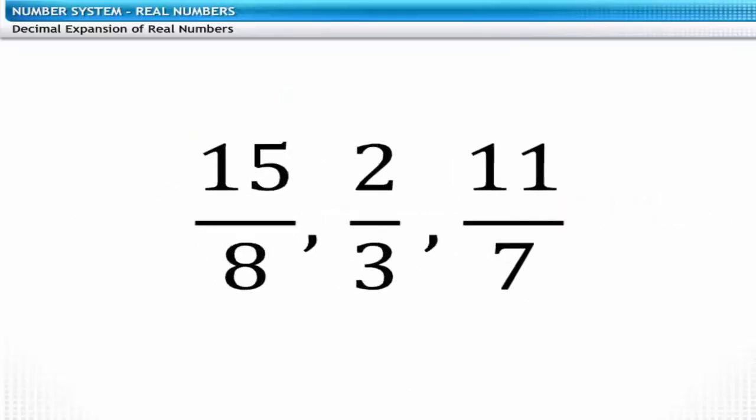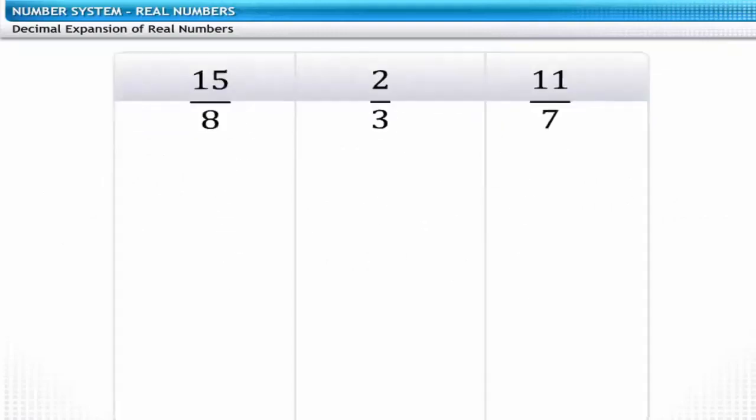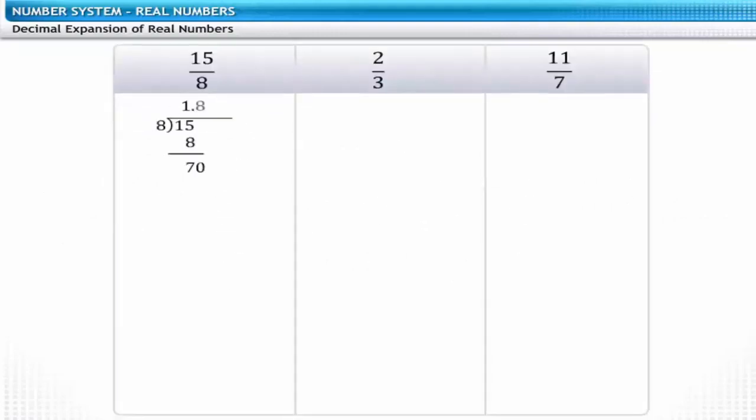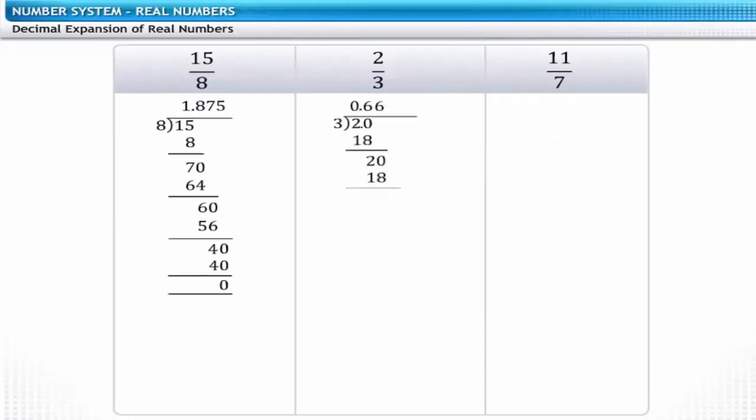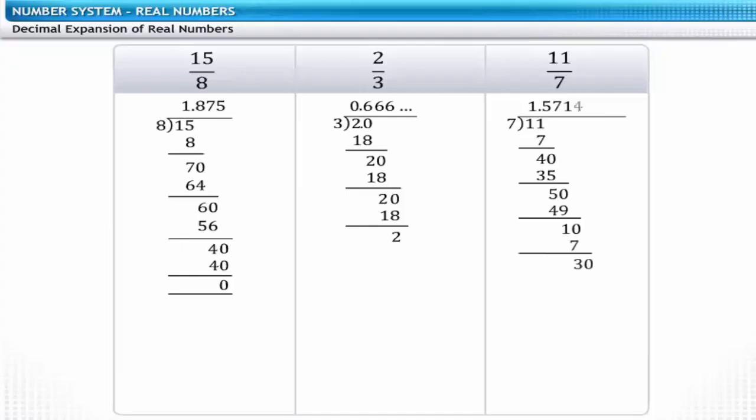Consider the rational numbers among the real numbers. Solve each of them as shown. The following are the remainders and the divisors in each case.